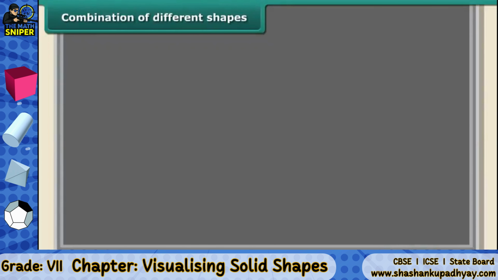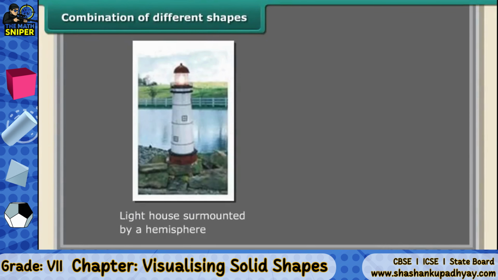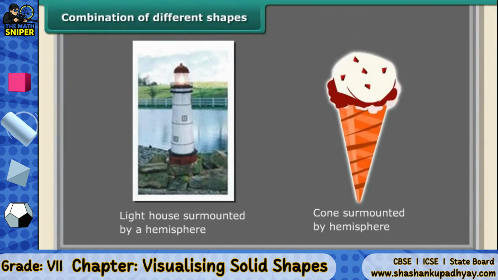Combination of different shapes. Lighthouse surmounted by a hemisphere. Cone surmounted by a hemisphere. The above shapes are combinations of different shapes. We use these shapes in our day-to-day life.